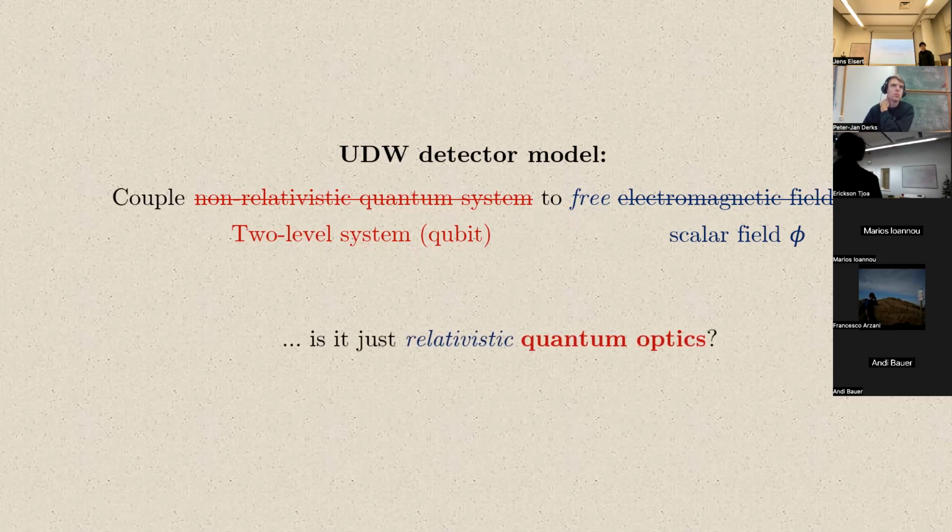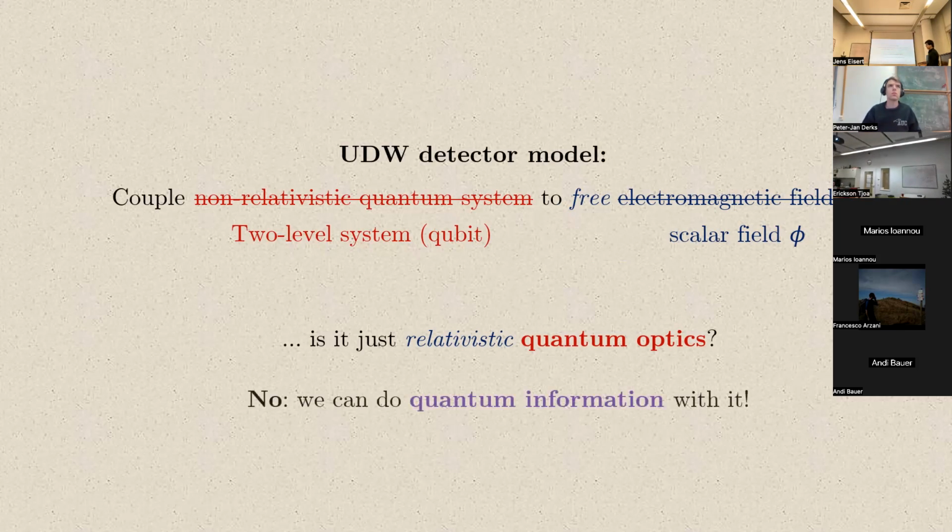Now, the question is: is it just going to be relativistic quantum optics and nothing else? Right? Again, if it is, then there's nothing else to do. Well, I think no, because once you put qubits, two-level systems, then you can start doing all sorts of quantum information stuff with the qubit. And the quantum field theory is going to carry all the relativity for you. And I will show you how.